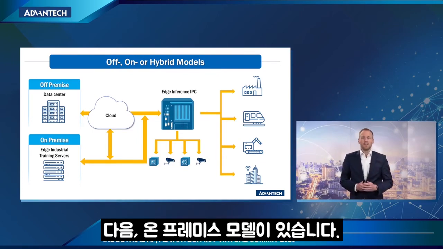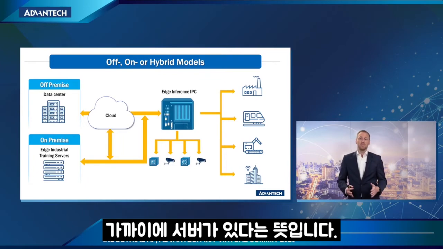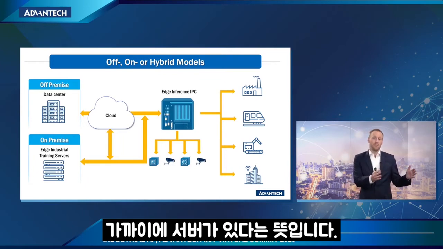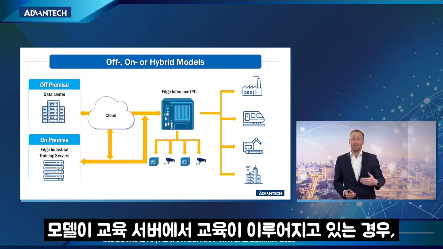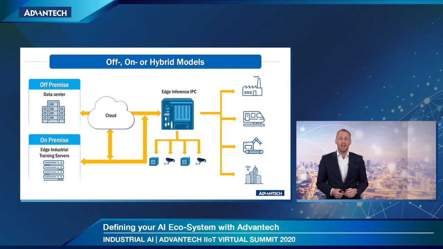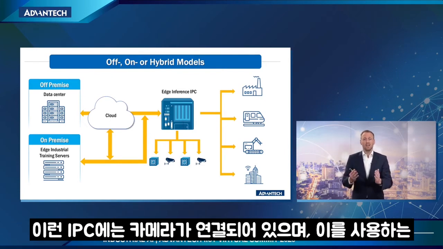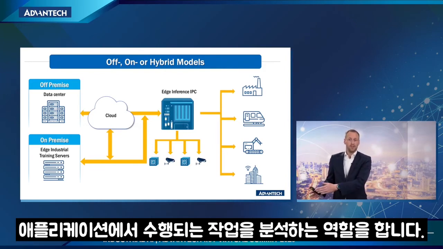Then there is the on-premise model. On-premise means I have a server that is placed close to the machine, let's say that for instance. The model is being trained on the training server, it's being moved to the inference IPC, and the inference IPC is, again, the cameras are connected, and they analyze what's going on in the application that you use it for.